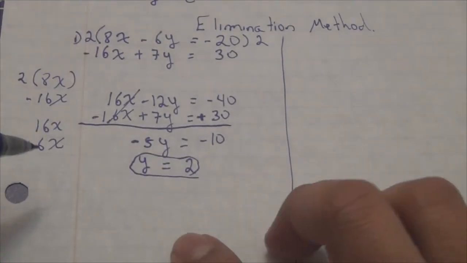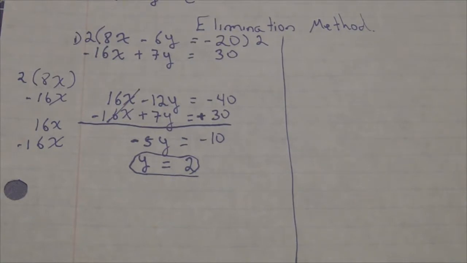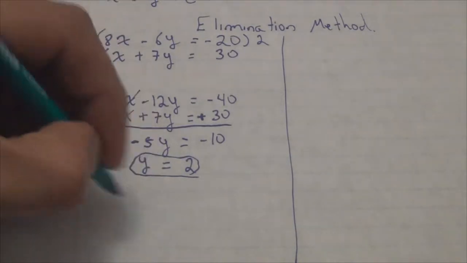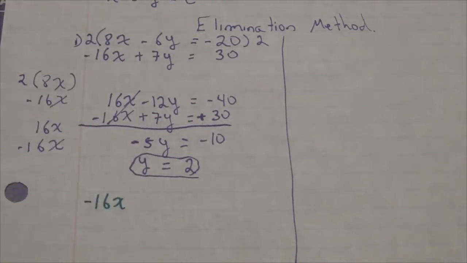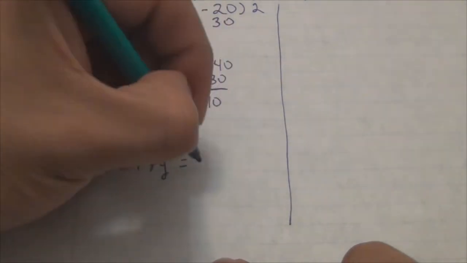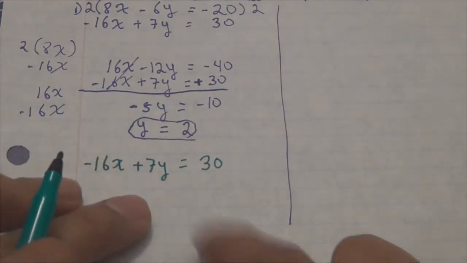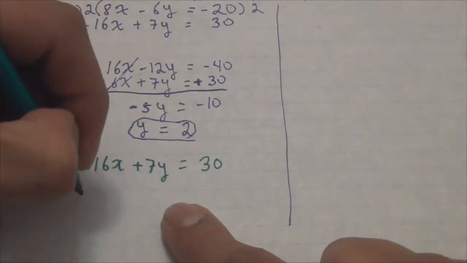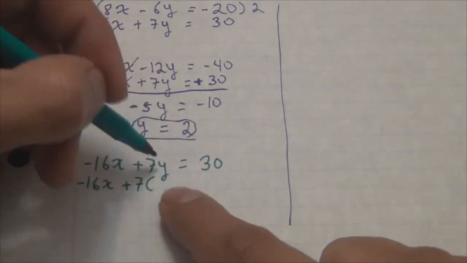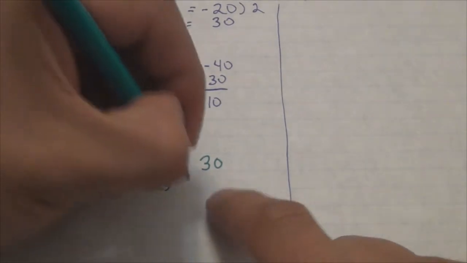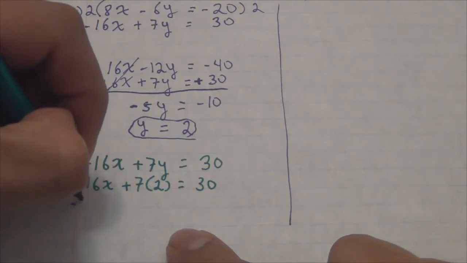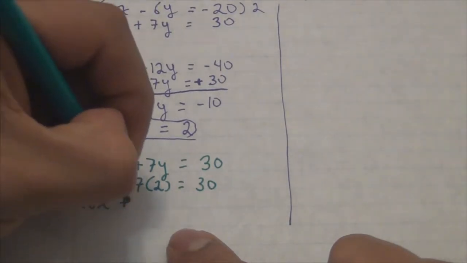So you rewrite the equation in the bottom. Negative 16x plus 7y equals 30. And now you substitute the value that you found for y. So you get negative 16x plus 7 times y, 7 times 2, and that equals 30. Once again, you rewrite: negative 16x plus 14.